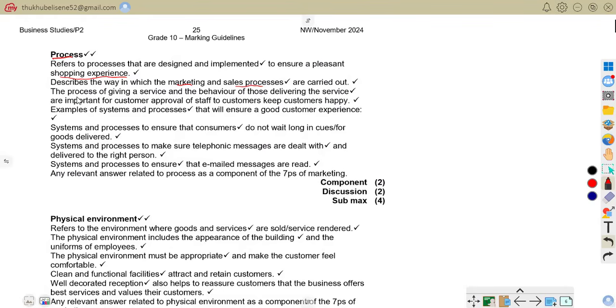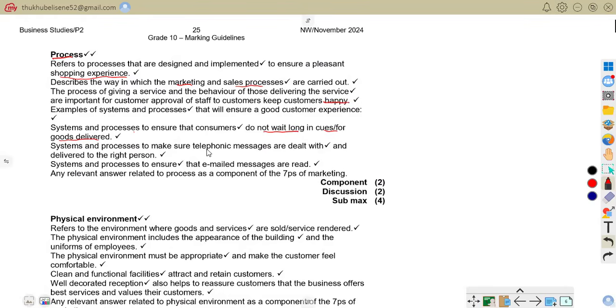Also, the process of giving a service and the behavior of those delivering services are important to customers, to keep customers happy. Examples of systems and processes ensure that consumers do not wait long in queues for goods to be delivered, so that they are not going to be angry at the services offered by the business. So make sure that there are no long queues.